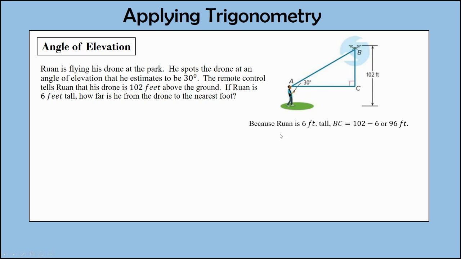Okay. Another thing we need to make note of is he's 6 feet tall. So the drone is 102 feet from the ground. So if we take away the 6 feet he is, point C here is going to be 96 feet. The distance from B to C is 96. We get that by doing 102 minus the 6 feet that Ron is. And then this AB is what we're looking to find. How far is it from him to the drone in a direct line? So that's the hypotenuse of this right triangle, but that's what we're trying to find.